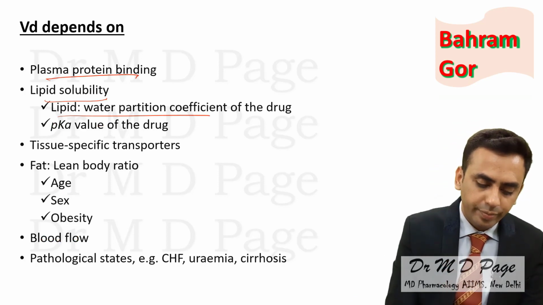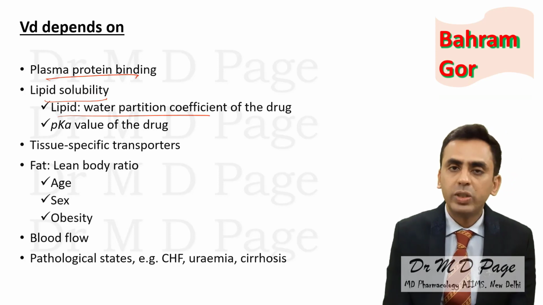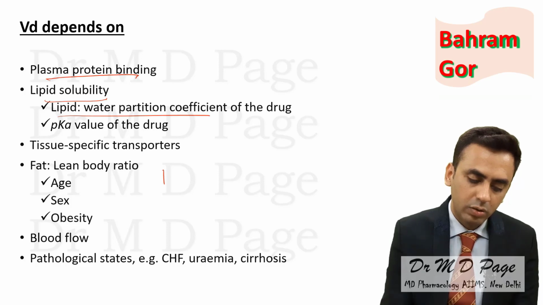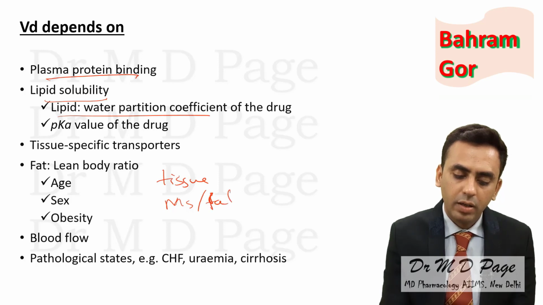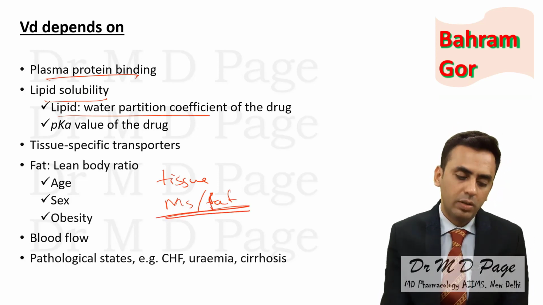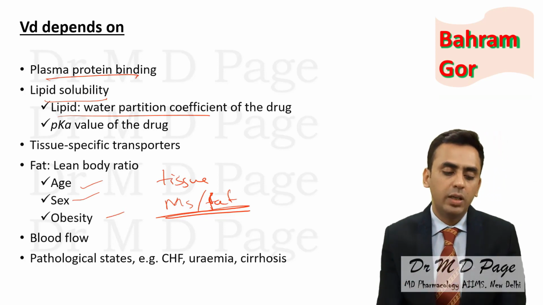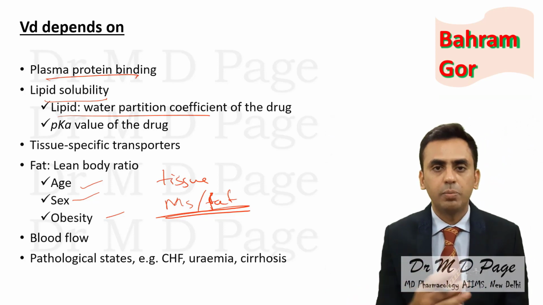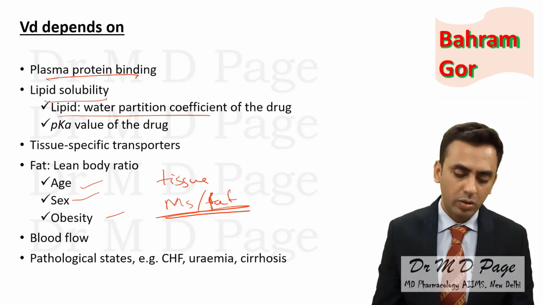Hence, you need to know. Tissue specific transporters, already finished. Now how age, sex, obesity will determine it. As I was saying about tissue sequestration, it was getting sequestered either in muscle or fat. This muscle or fat changes with age, it also changes with sex and obesity. Hence, age may differ the volume of distribution. Sex, male and female may have different volume of distribution. Obese may have different, lean body mass may have different.